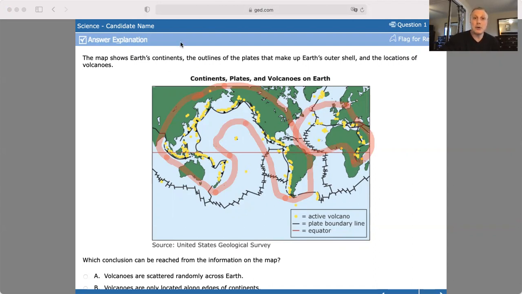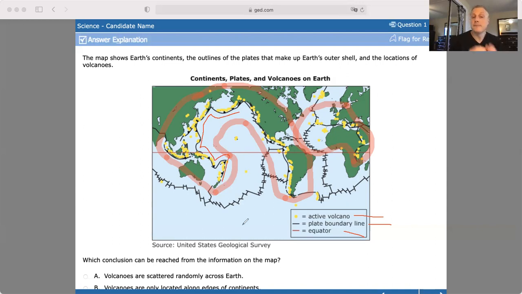Now, if you ask me, how do you know where the active volcano is? They're going to give you a box representing what those things in the picture are. You don't have to know exactly the images. So they're saying that the yellow is an active volcano, the black line is a plate boundary, and the red one is the equator, which is in the center of the globe there. So as you can see here, the active volcano is very much where those plates are, right? It kind of follows the pattern of the plates.